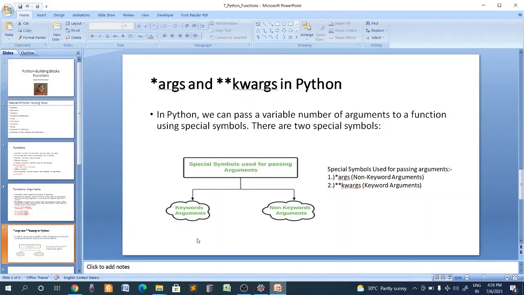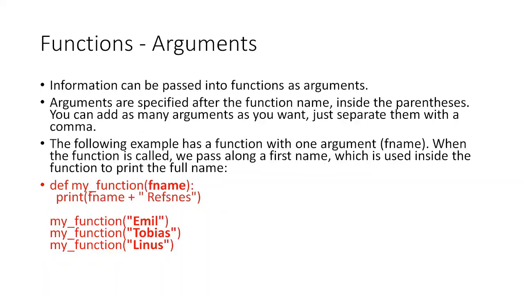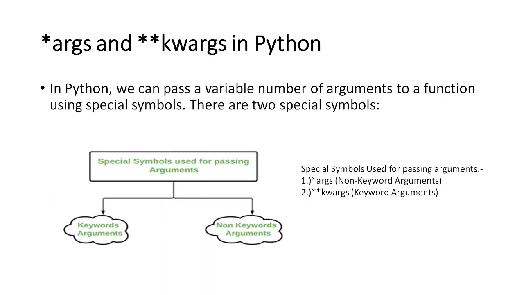And just to recap, what are the things we have done? We have written simple functions, without parameter, with parameter, and also with return types and the arguments. Star args and then keywords. That is called the non-keyword arguments and the keyword arguments. Star args is the non-keyword arguments and this is the keyword argument.